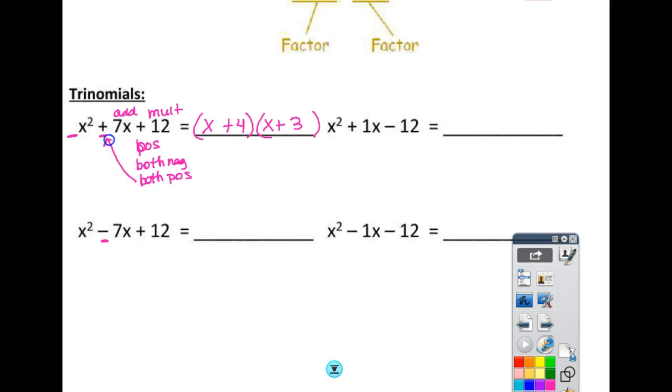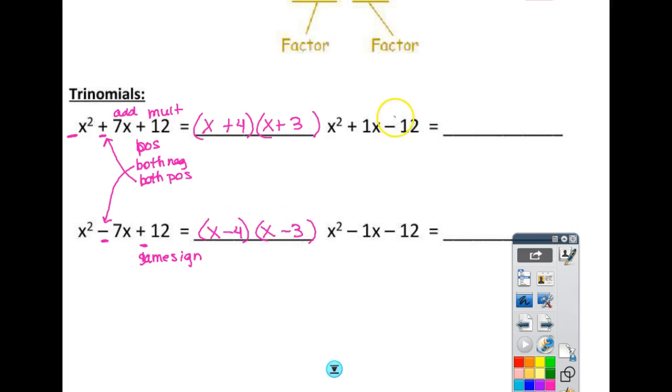Okay? So these are both positive. These are going to be both negative. So it's a plus right here, so that means they're both the same sign. Same sign. Okay? So what are they here? What multiplies to 12 that adds to negative 7? Yeah, negative 4 and negative 3.